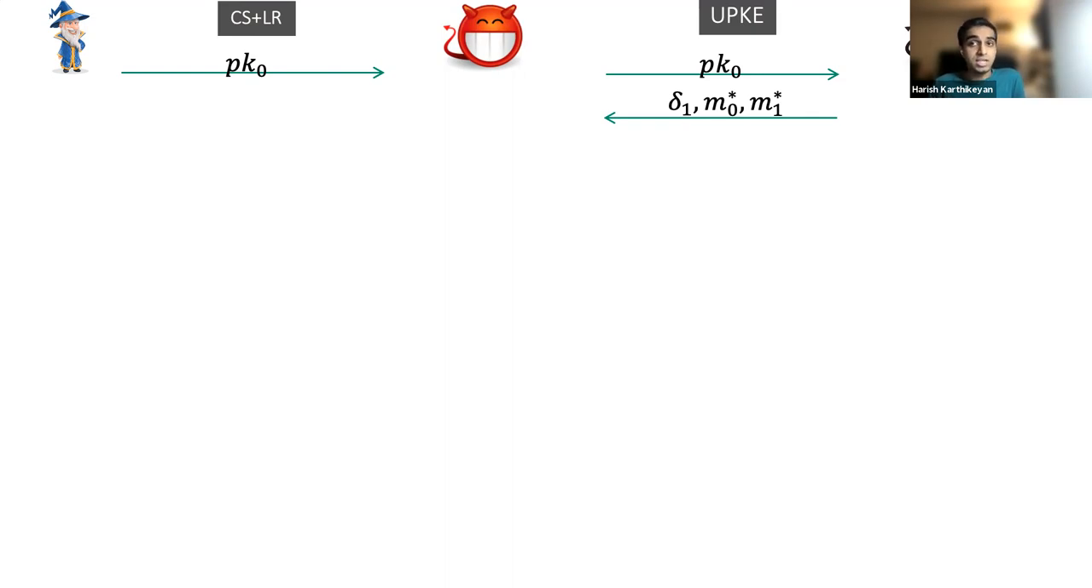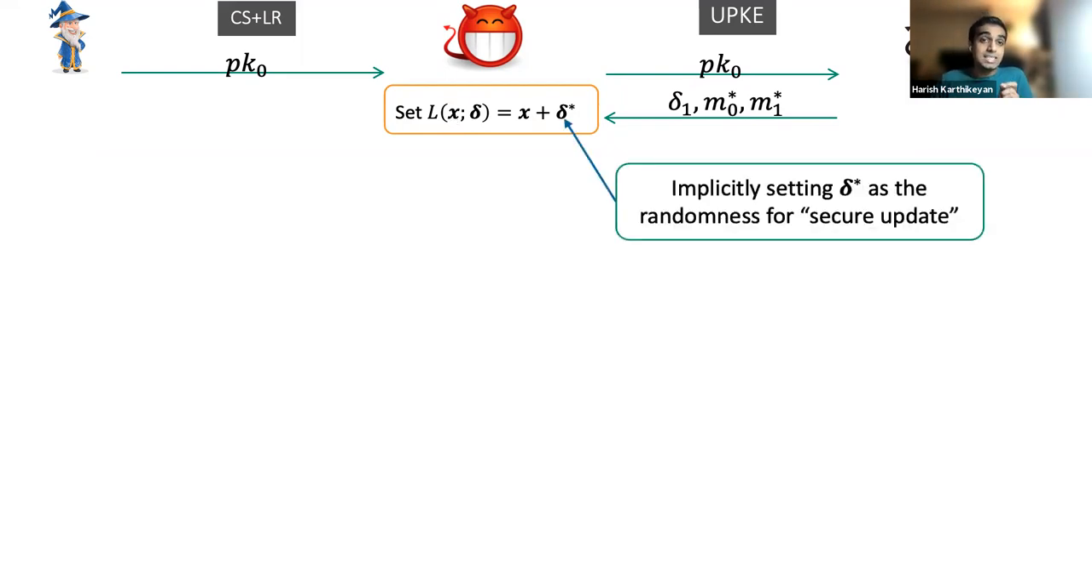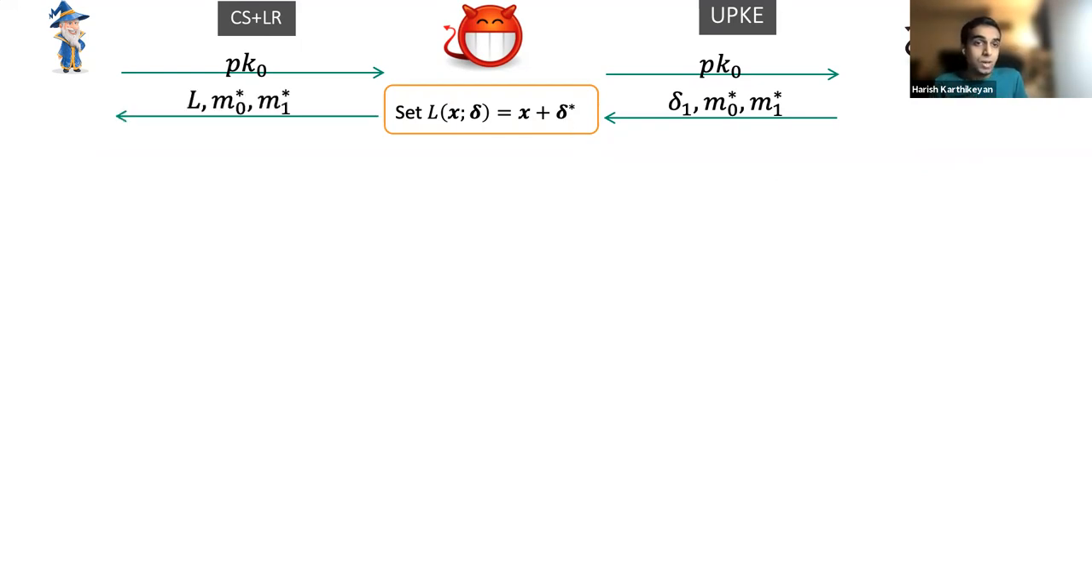So now what the adversary playing the CS plus LR game, the red adversary, does is that it has to choose a leakage function. And the leakage function is a probabilistic leakage function where it asks the challenger to choose a delta of its choice, delta star to be precise, and then do x plus delta star, where x is the secret key. And here, recall that it's L bits long. So what I'm doing is that I'm implicitly setting delta star as the randomness for the secret update. So the R star that we saw in the UPKE security game is what I'm calling delta star here. And now the red adversary will send L, M0 star, and M1 star.